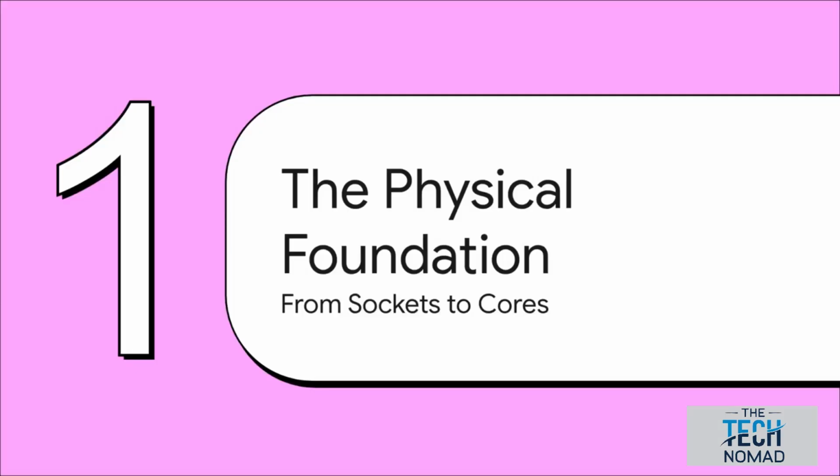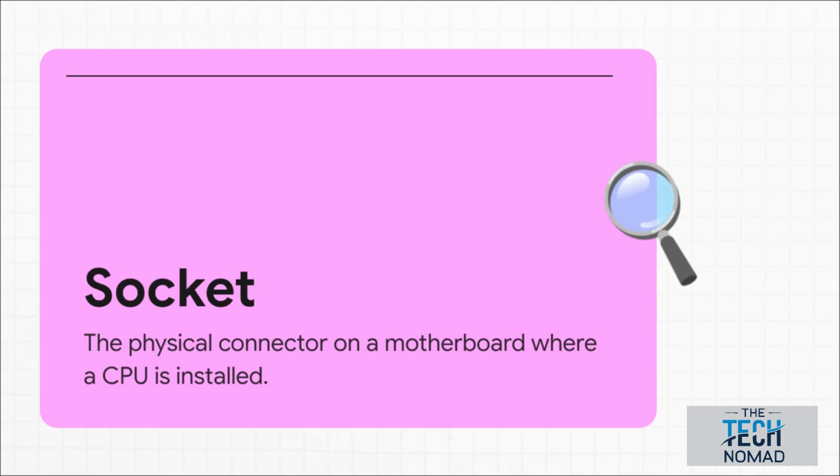Okay, first things first, we have to start with the physical foundation. If you want to understand virtualization, you've got to get a handle on the hardware it's all built on. So let's start with the most basic connection point. So let's talk about a socket. What is it really? Well, it's pretty much exactly what it sounds like. It's the physical spot on the computer's motherboard, the main circuit board, where you plug in the brains of the whole operation, the CPU, or central processing unit.